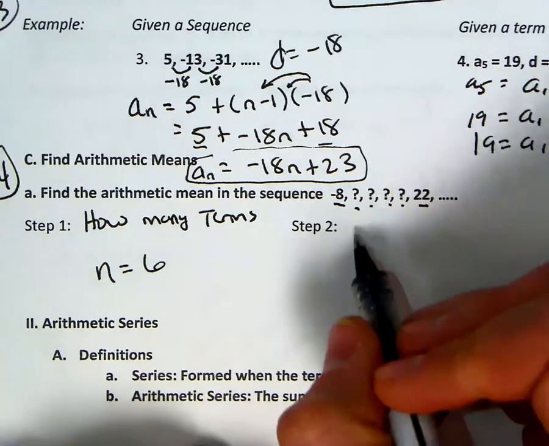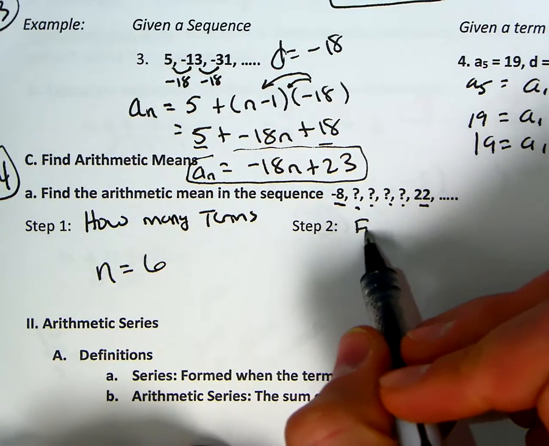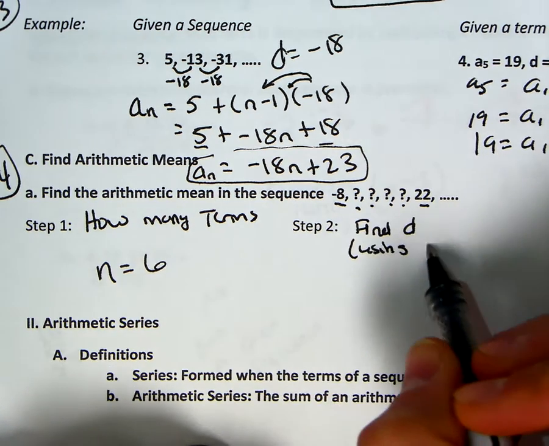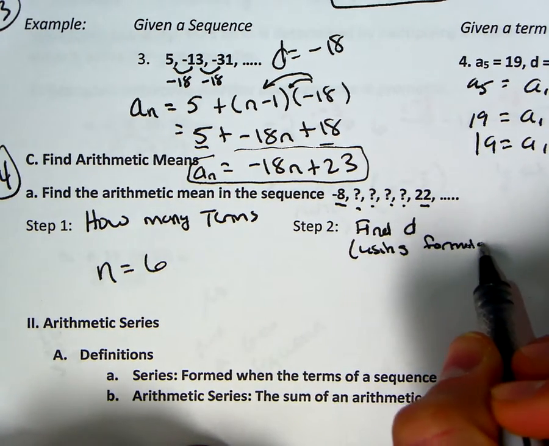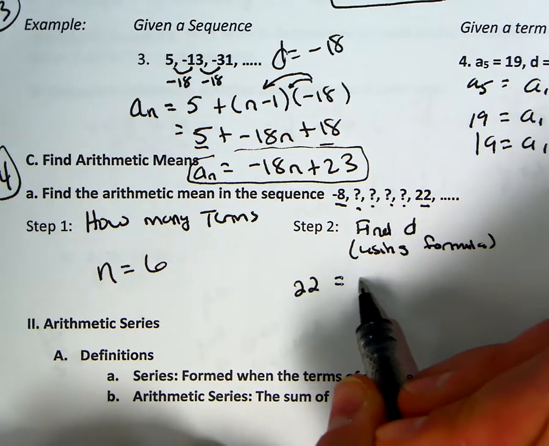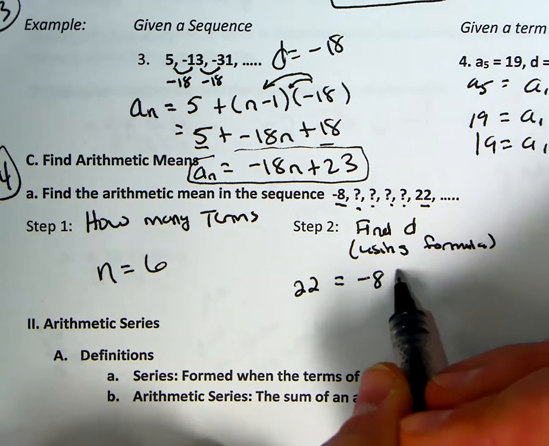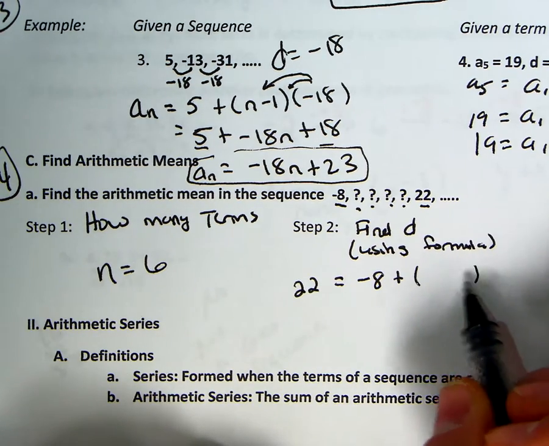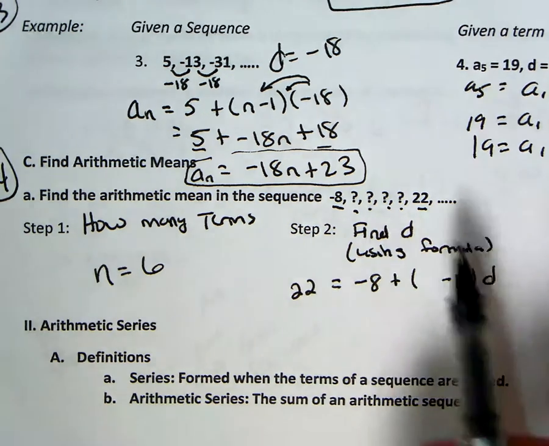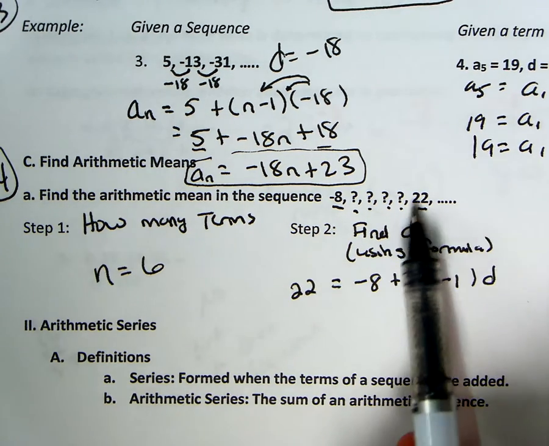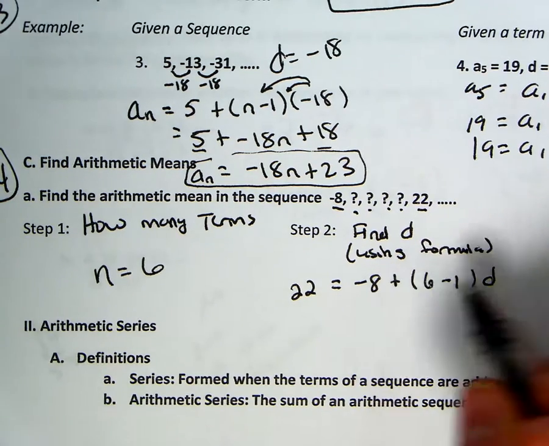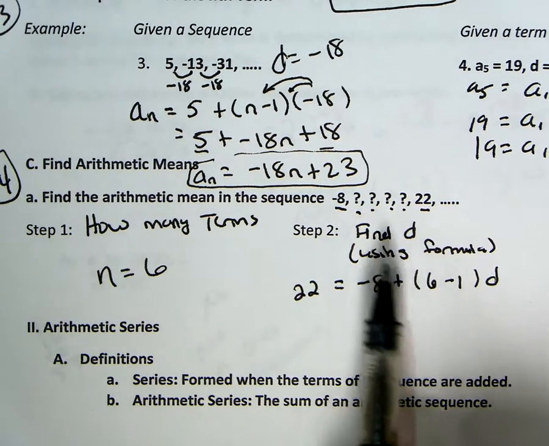And then step 2, find the difference. So we're finding the difference using the formula. Now you have 22 equals -8 plus, right, we have this n minus 1. And this time, my 22, that is my 6th term. So that's 6 minus 1. My first term is -8.